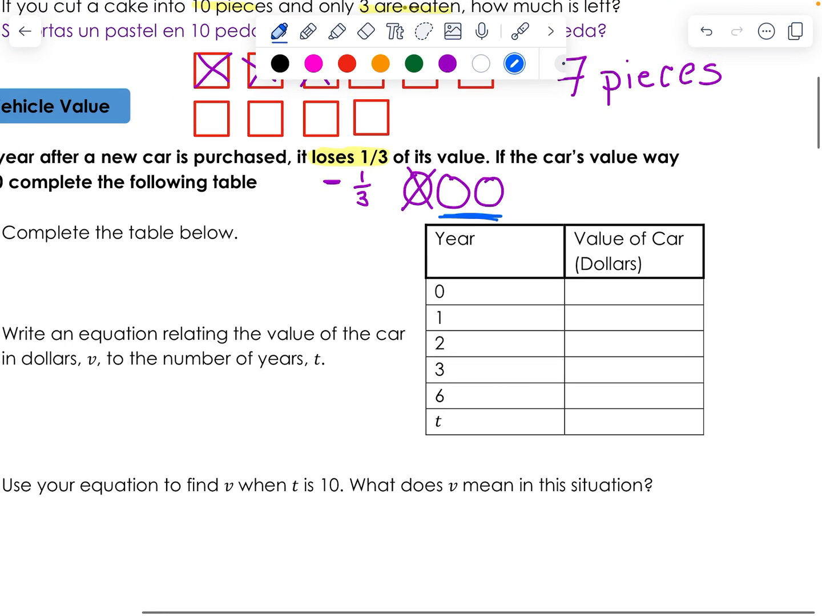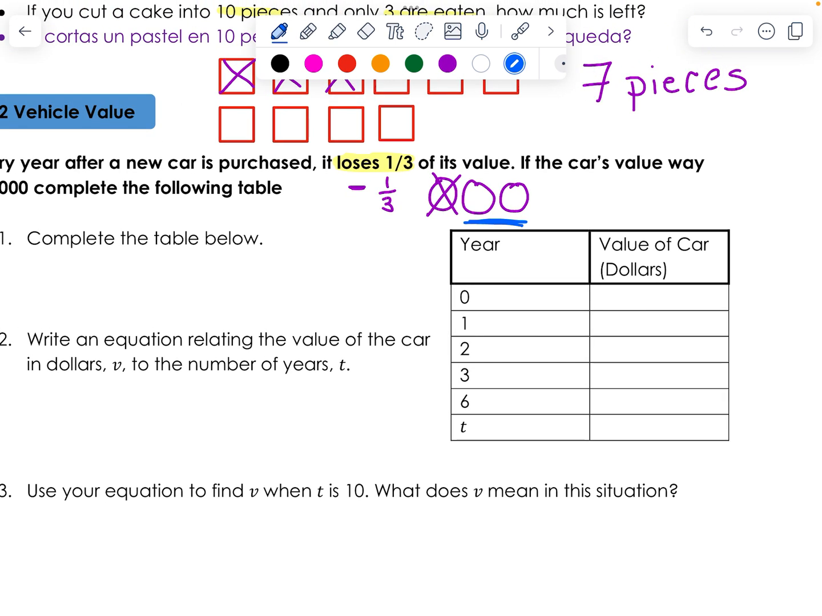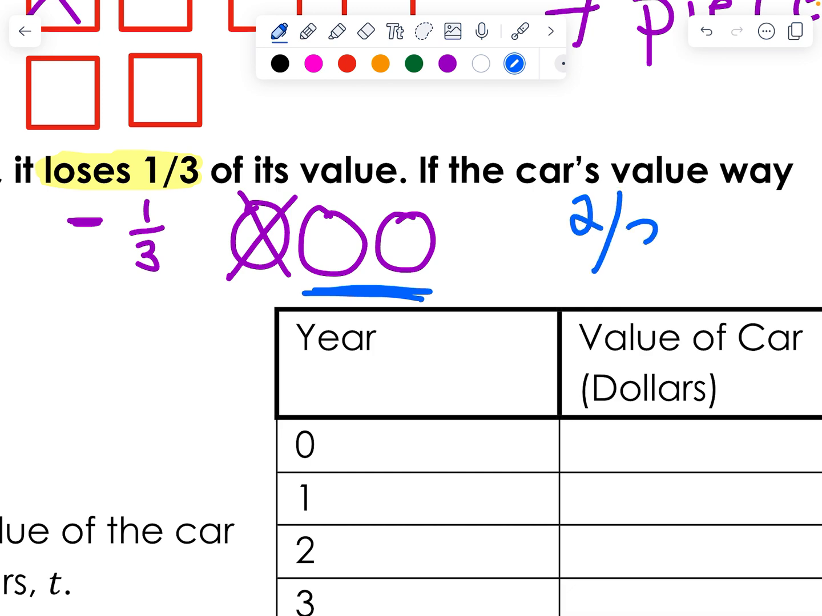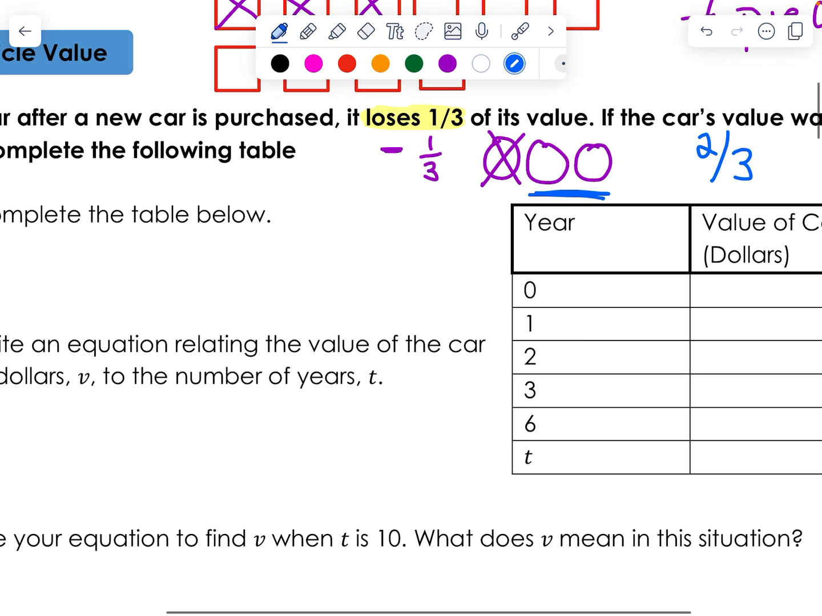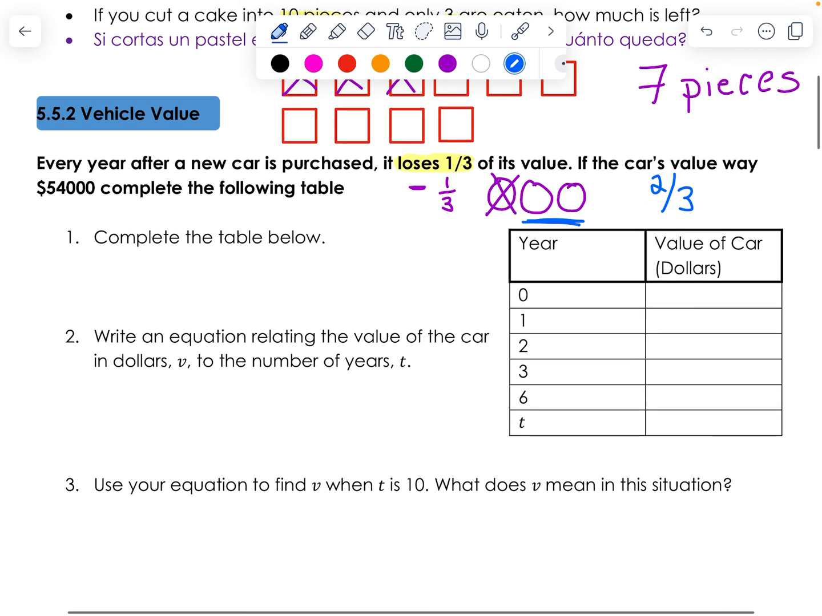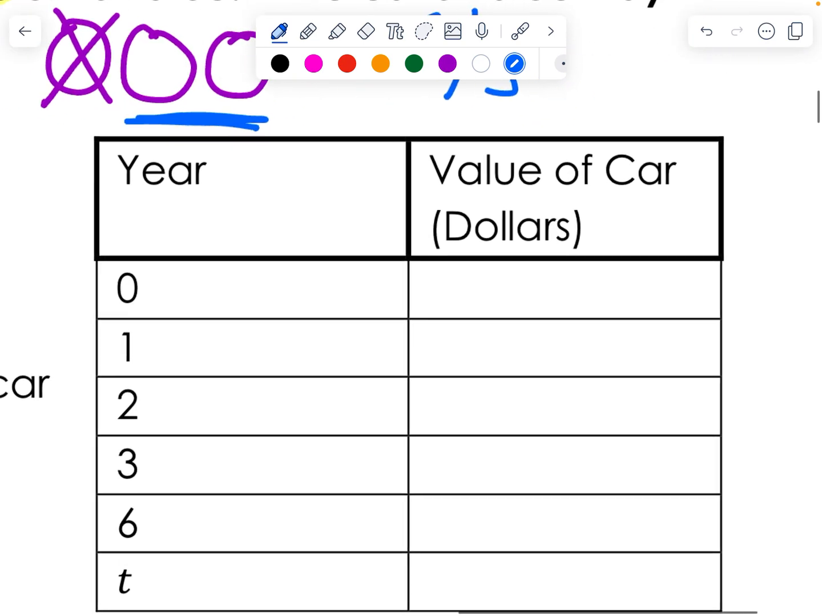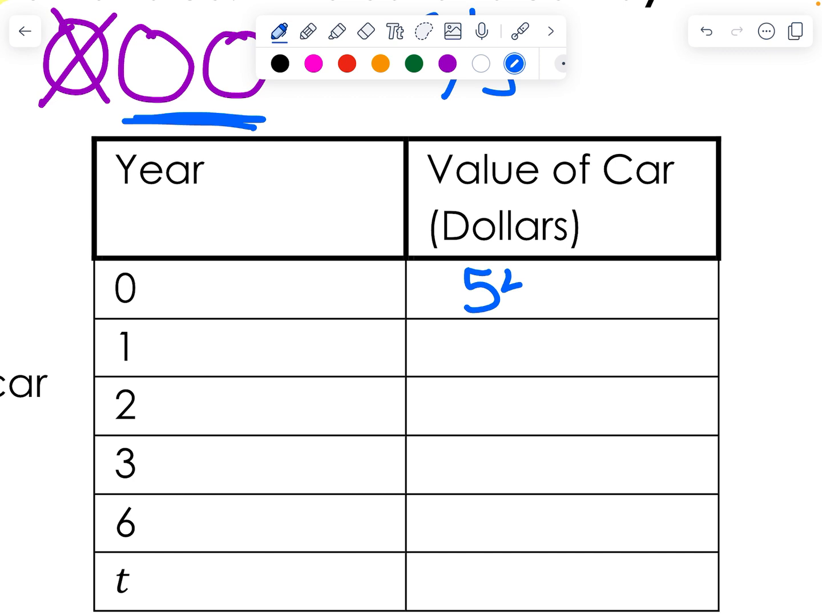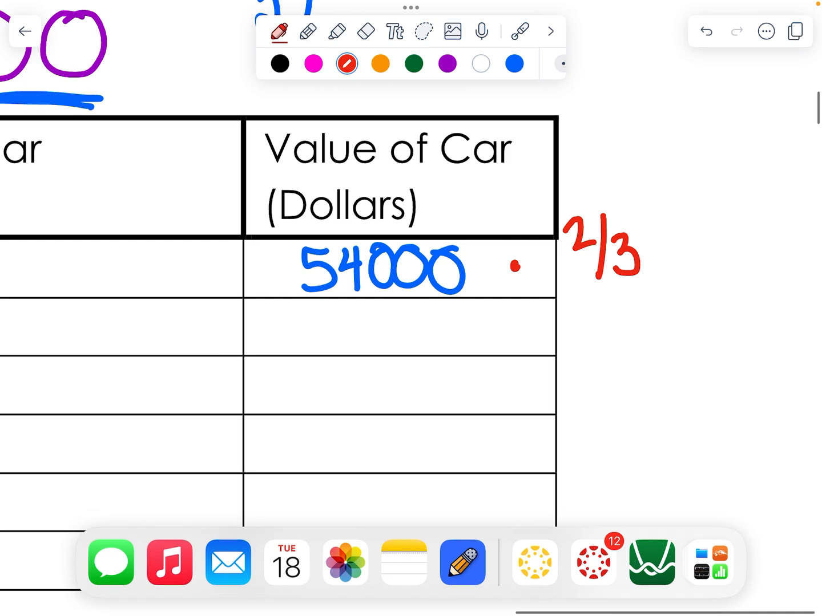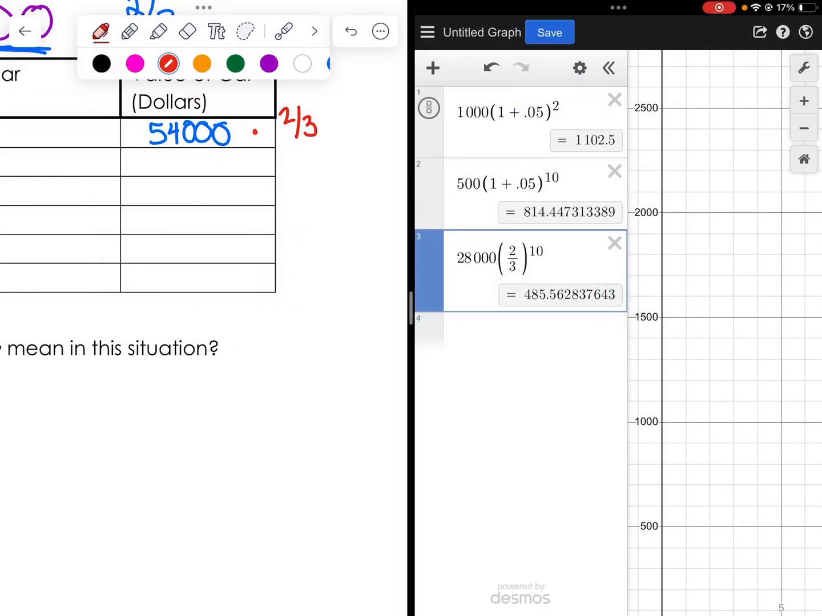So to fill out our table, we are going to keep 2/3 of the car's value. Okay, so if the car's value was 54,000, complete the table. Okay, so year 1, 54,000. We lose 1/3, but we are going to keep 2/3 of the car's value. So we're going to multiply by 2/3.